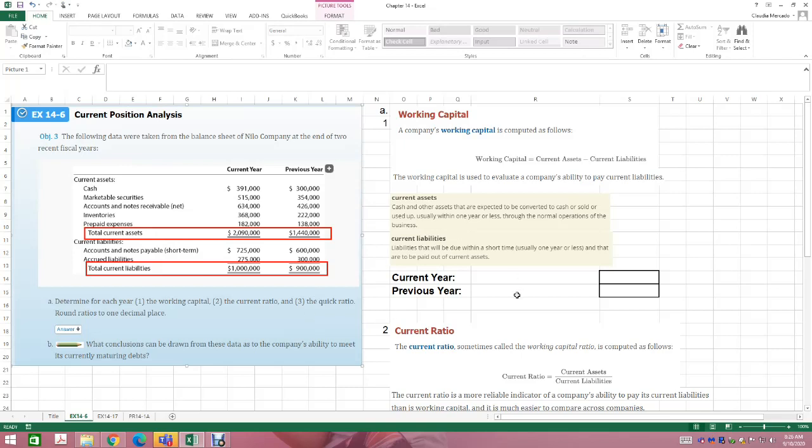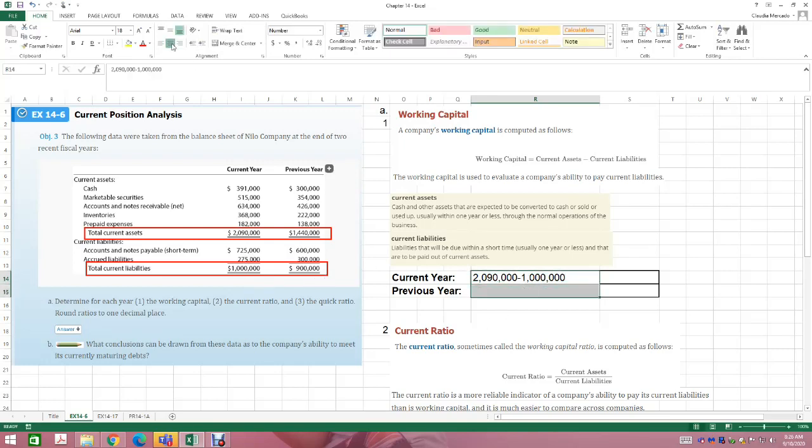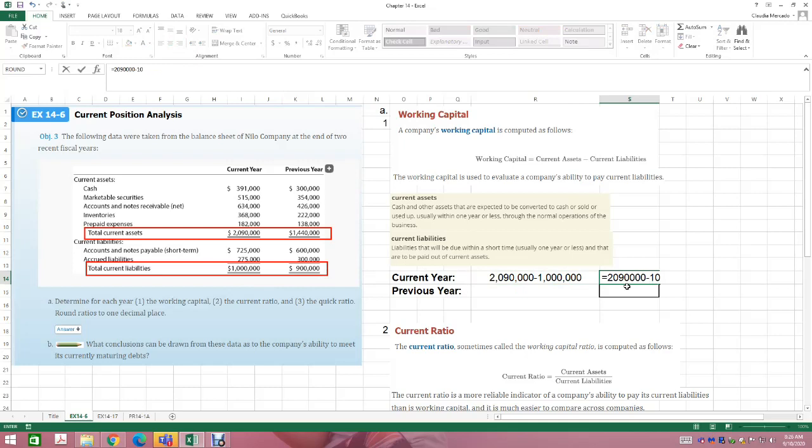So let's do the current year. Current assets for the current year is $2,090,000. Sorry, like I said, there's a delay in my computer right now. So it's $2,090,000 minus my current liabilities of $1 million. Now I can do the math. That will give me $1,090,000. So my working capital for the current year is $1,090,000.